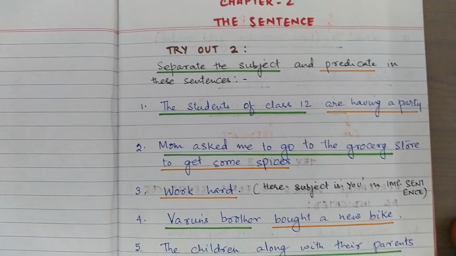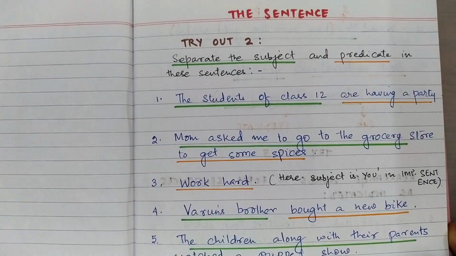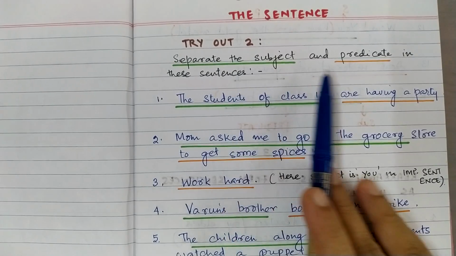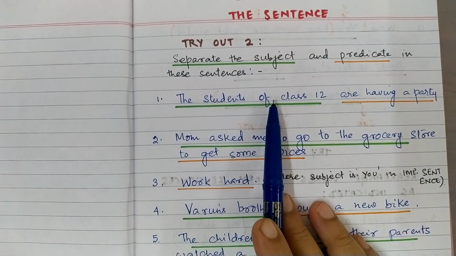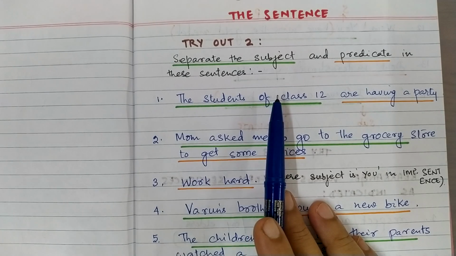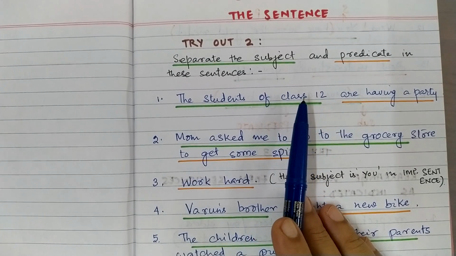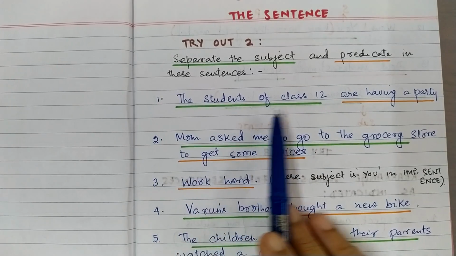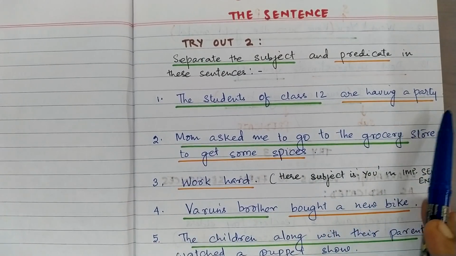Now children, the first tryout 2 question states: separate the subject and the predicate in these sentences. We have understood what a subject and what a predicate is in the sentences. Number 1, the students of class 12 are having a party.